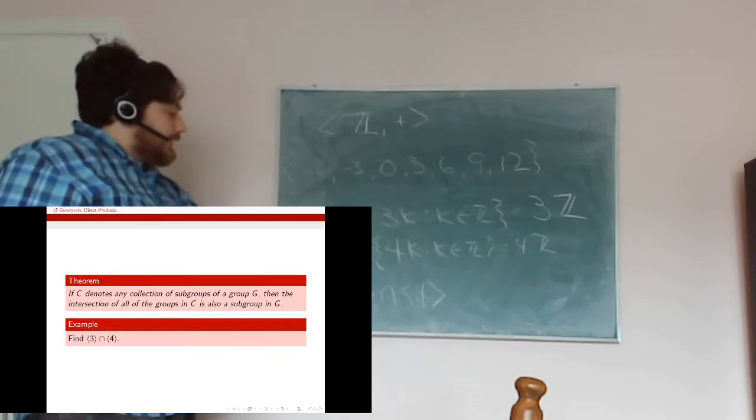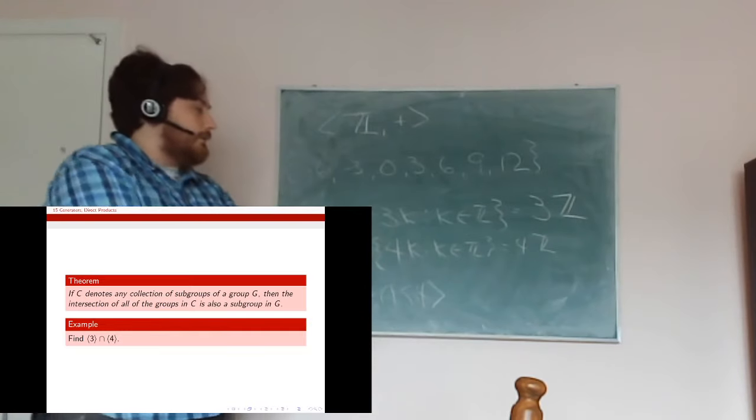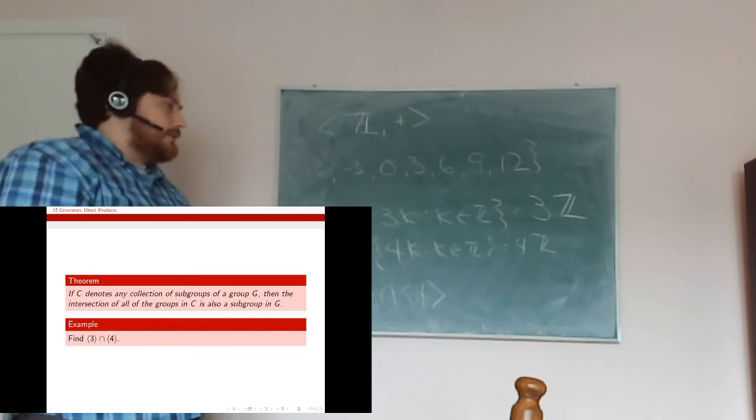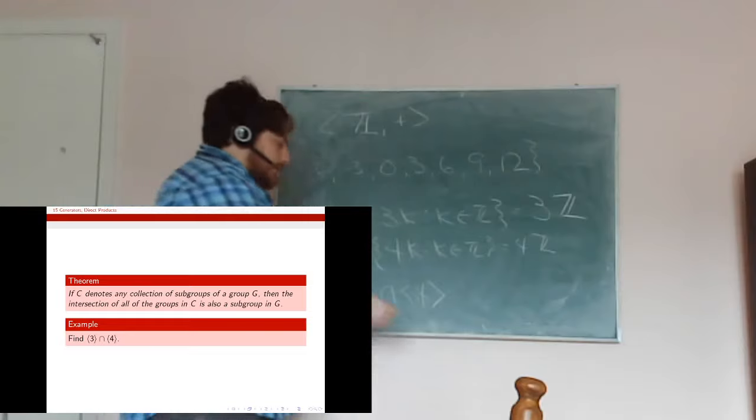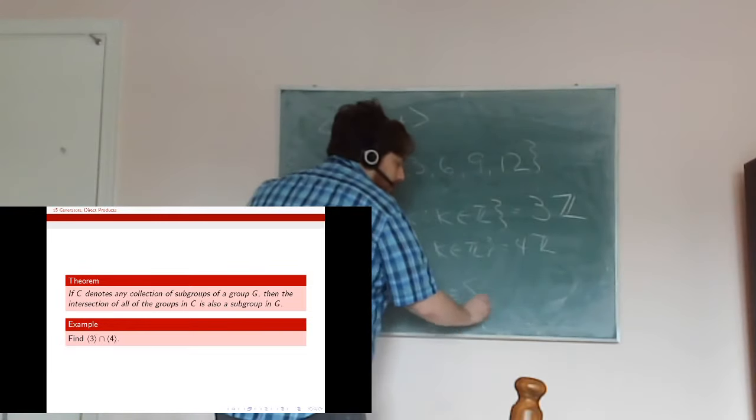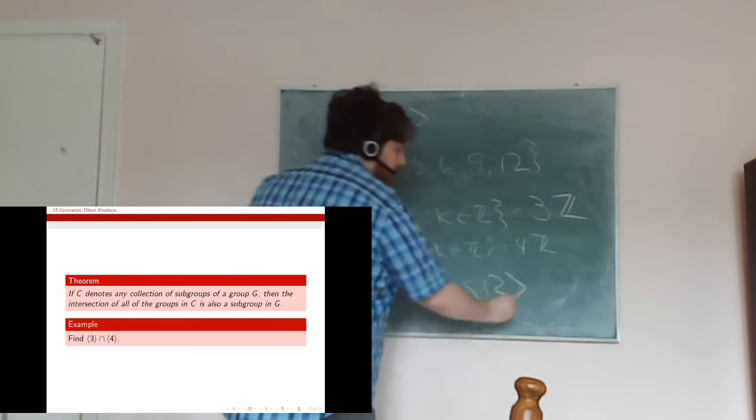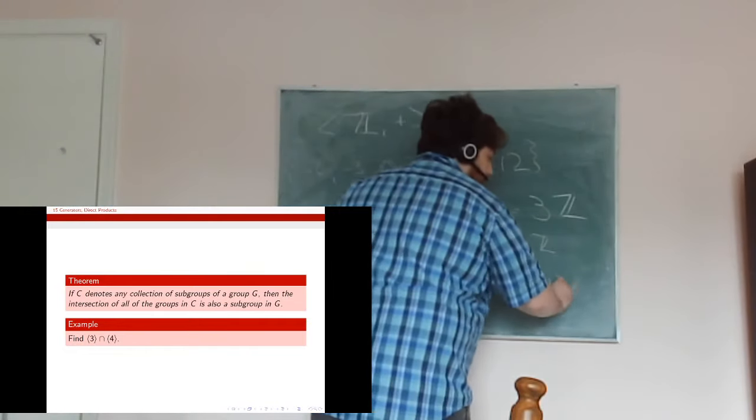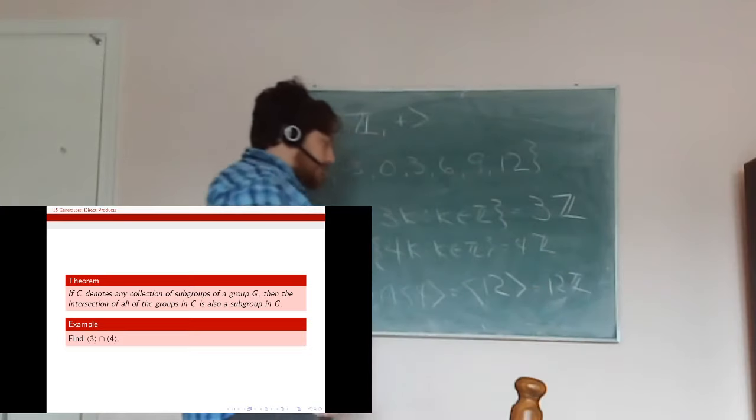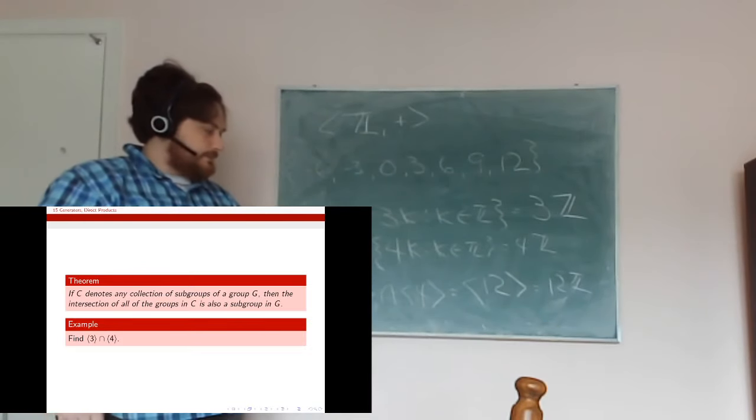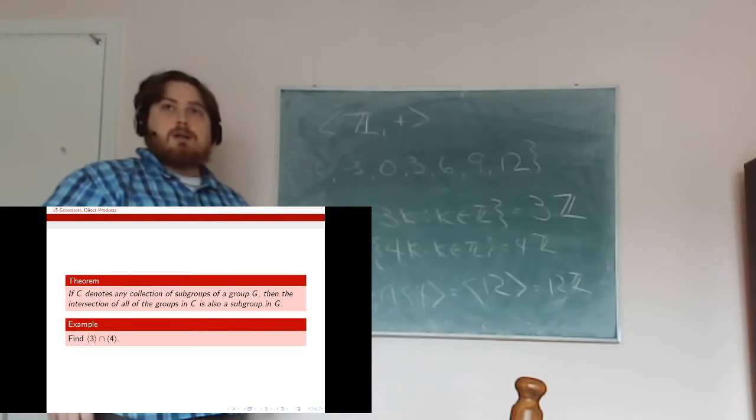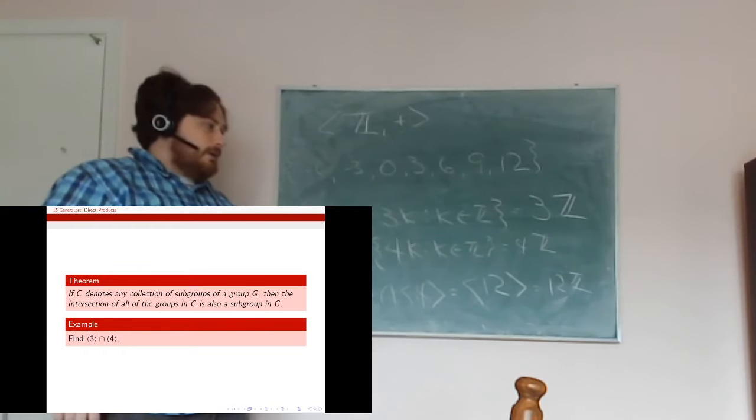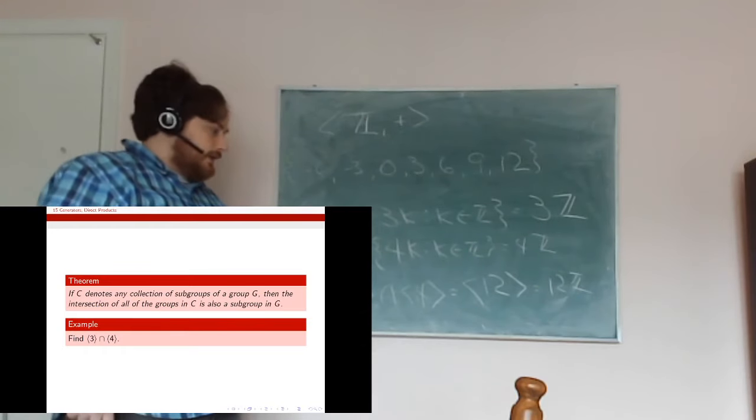So things that are divisible by 3 and divisible by 4, you're claiming are the things that are divisible by 12, right? So the claim here is that this is going to be 12, or the group generated by 12, which is 12Z. Makes sense? Now, that's the claim, and that's a very good guess.